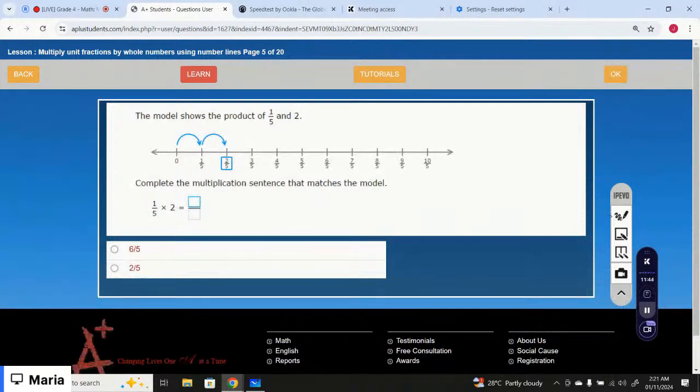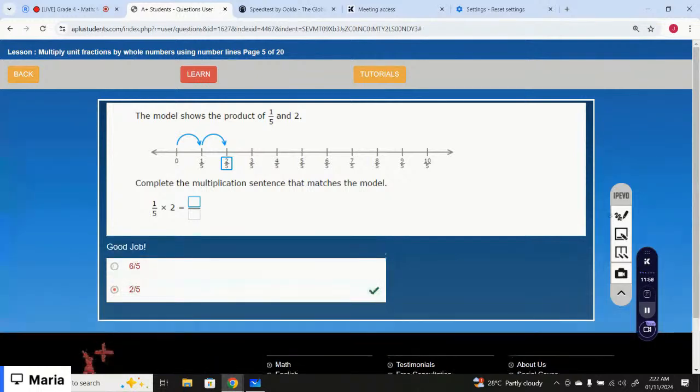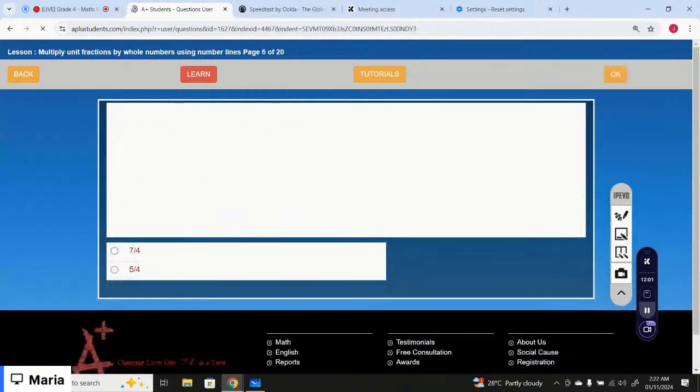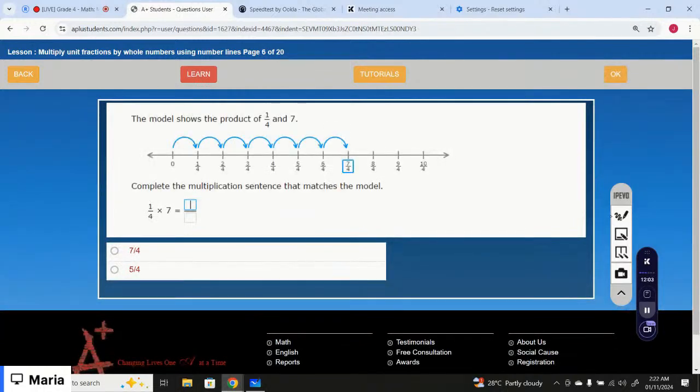The model shows the product of 1 by 5. Option number 2 is the correct option. Okay, you can complete the lesson by yourself later today. Let me just move on to next lesson.